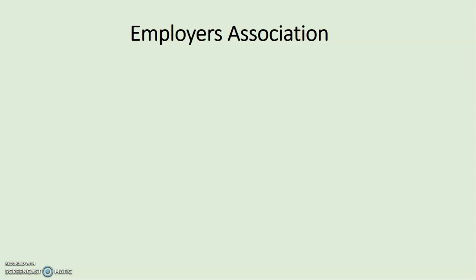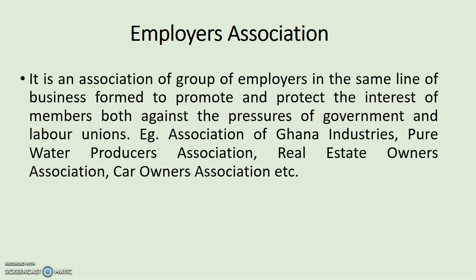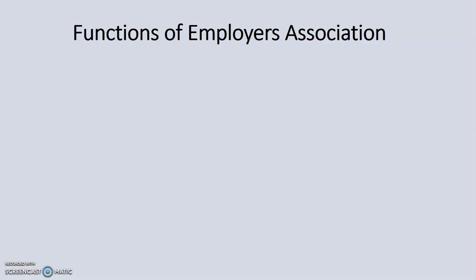Then we look at that of the Employers Association. What is Employers Association? It is also an association of a group of employers in the same line of business formed to promote and protect the interests of members both against the pressure of government and then the labor union. So as the name suggests, Employers Association is a group of employers who come together to protect their interests. A typical example, we have that of the Association of Ghana Industries, the Pure Water Producers Association, the Real Estate Owners Association, and then that of the Car Owners Association. There are others, but these are few.